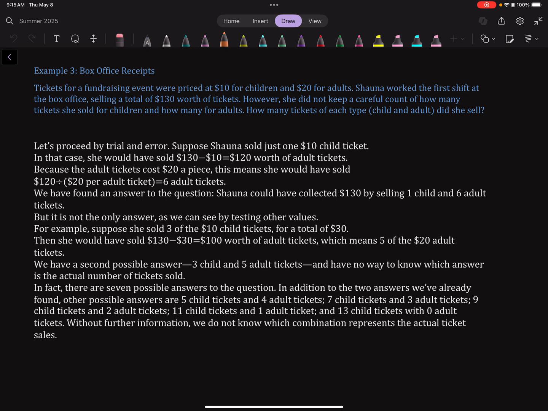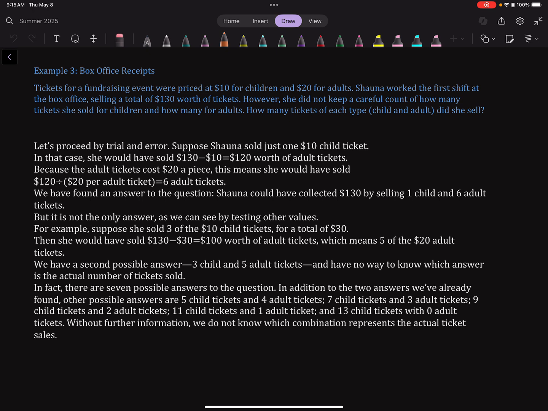We found this answer to the question. Shauna could have collected 130 by selling one child and 6 adult tickets. But that is not the only answer, as we can see by testing other values. So for example, suppose she sold 3 $10 kid tickets for a total of $30, then if she sold $130 worth of tickets and 3 kid tickets, which are $30, she would have sold $100 worth of adult tickets, which means she sold 5 $20 adult tickets, because 20 times 5 is 100. We have a second possible answer, 3 child and 5 adult tickets, and have no way to know which answers the actual number of tickets sold.